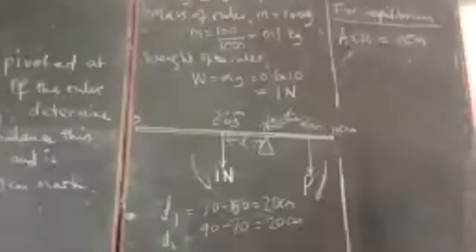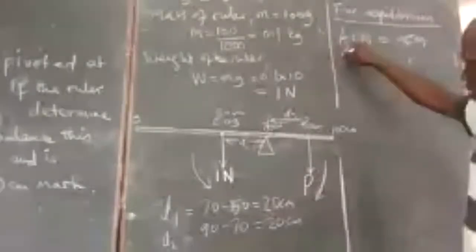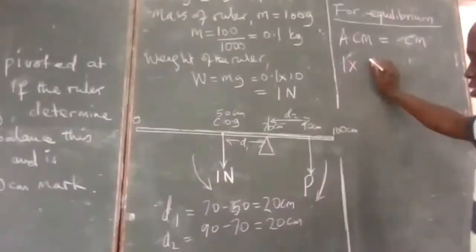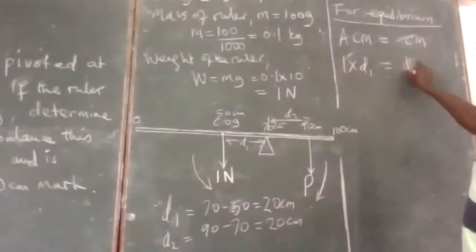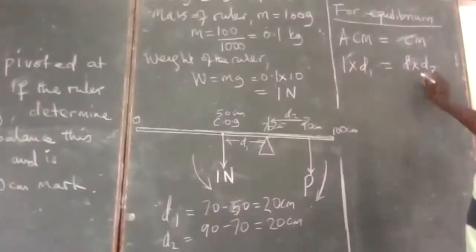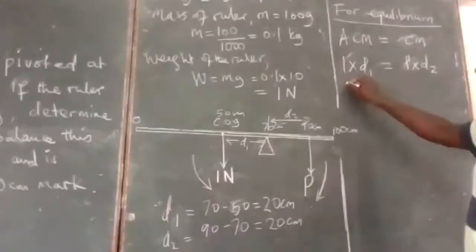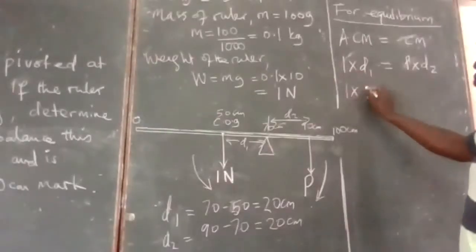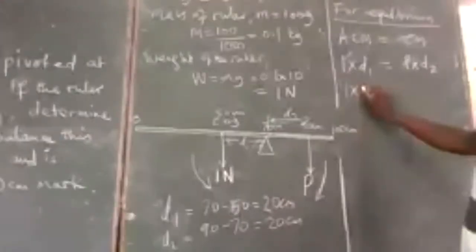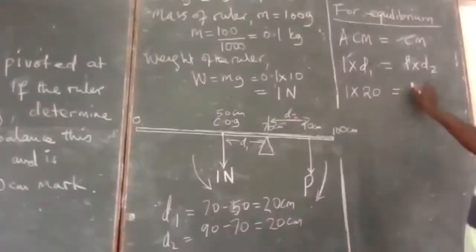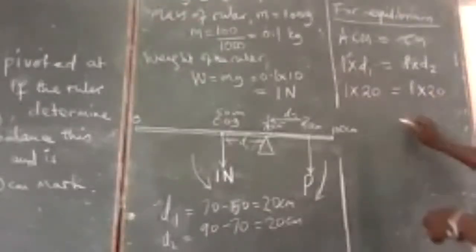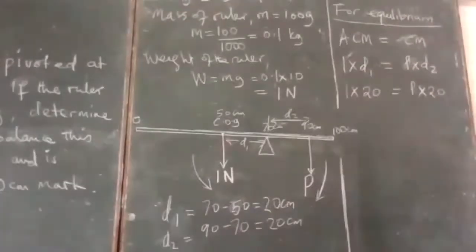Clockwise. It's 1 times 20. It is 1 times C. What is the distance? 20. And this is equal to P times distance 2. So I substitute 1 times what is this distance? 0.20. We can write 20 because the units are the same. This is 20, 20. These units will cancel, so I don't need to convert.